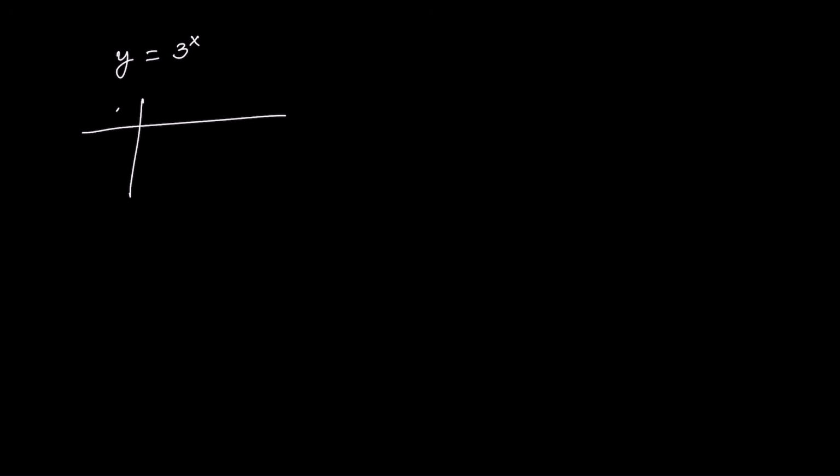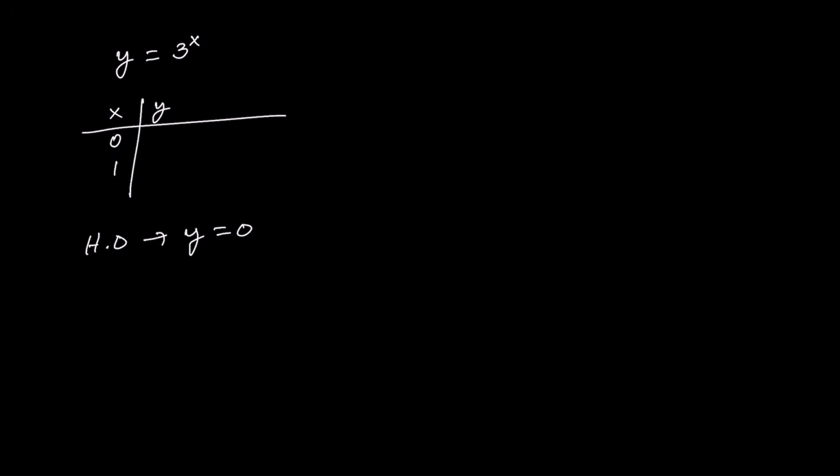The best thing to do is to make a table, and you want to plug in good x values. Personally, I like to choose 0 and 1. Before we do that, let's identify the horizontal asymptote. This function has a horizontal asymptote along the x-axis, which means the equation of the asymptote is y equals 0.